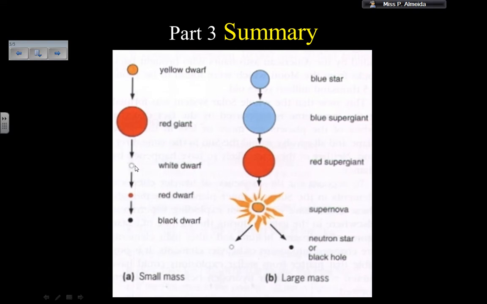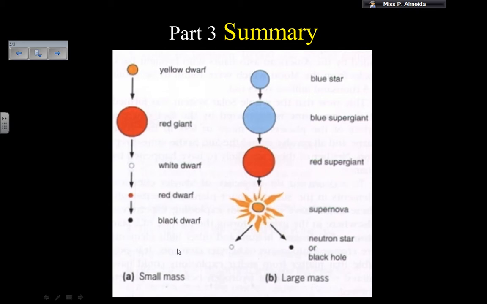Now a white dwarf can still shine. It's just that it doesn't shine as bright as the yellow dwarf, for example, or the beginning star. And then as it gives out energy, it is going to become a red dwarf and then a black dwarf, because it's going to get dimmer and dimmer until there is no light coming out of it. So these small stars are going to have a very long life, okay?